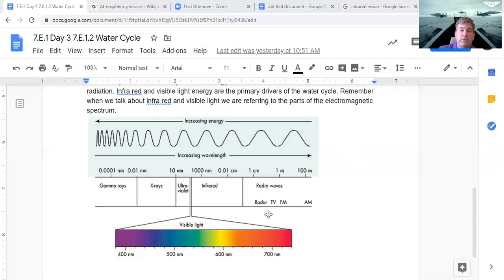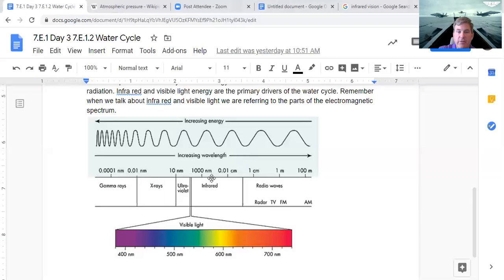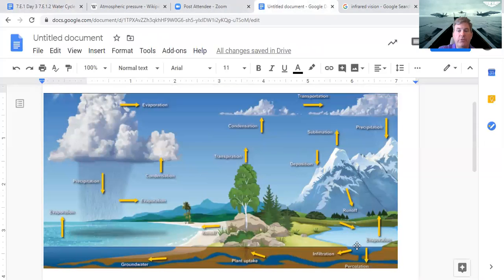But anyway, there's the energy that drives the water cycle. All the energy that causes this evaporation, all that energy comes from the sun. It comes in the form of electromagnetic radiation in the infrared and visible light spectrums. That energy from the sun causes those water molecules to go from a liquid to a gaseous state, and that's what allows it to get up into the air, form into clouds, and then travel around and give us some of our weather.